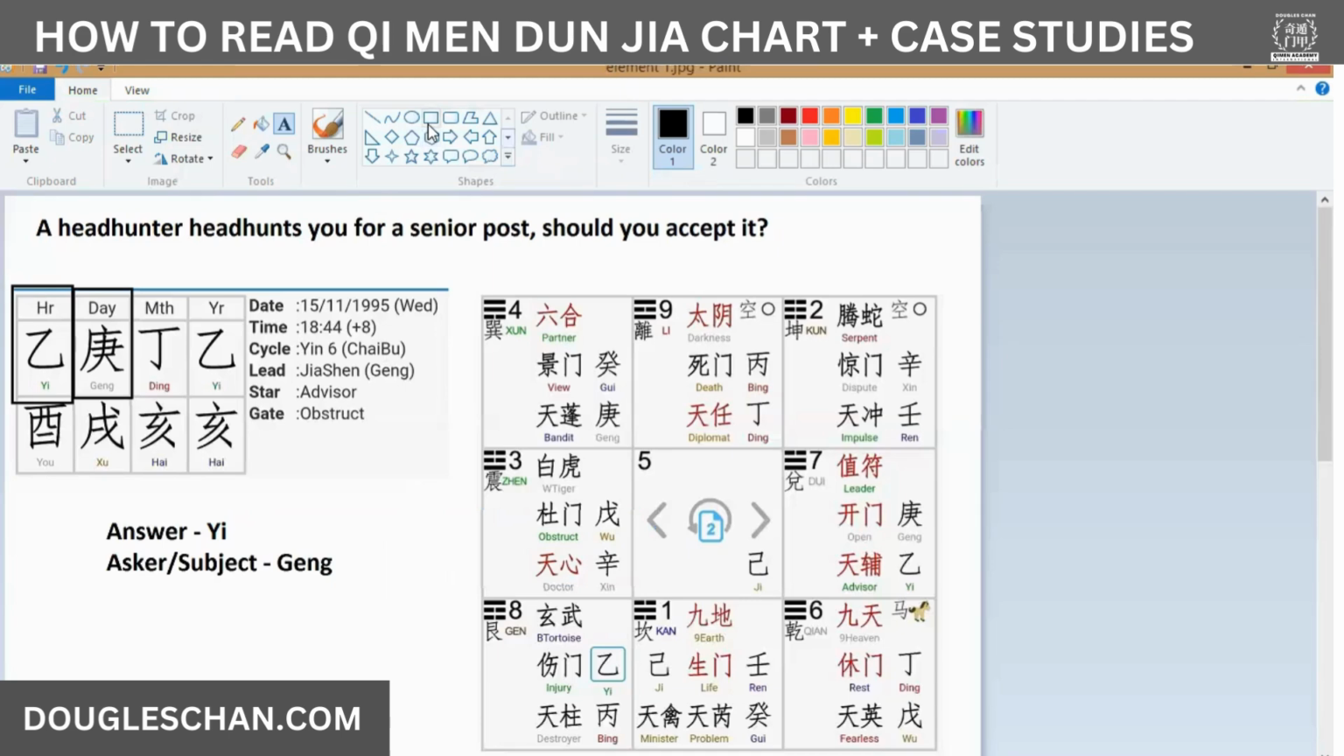So let's highlight where Yi is first. Yi is over here. And of course, there's another Yi, which is over here. In general divination, what we need to see is the one at the top. This one is below, this one is on top. There are two different symbols, one at the top and one at the bottom. So we need to look at the one at the top. So box 8 itself represents the answer.